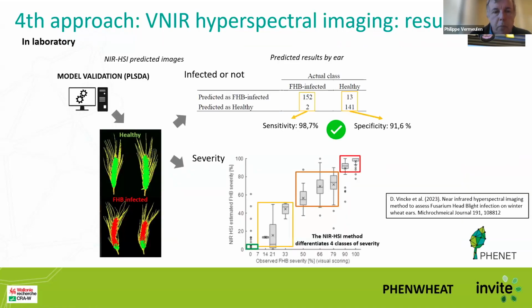Here you have some results in the lab using a multivariate model, PLSDA, and we were able to have a good performance of the model with sensitivity and specificity higher than 90%. And you can see here on the graph that we were able to differentiate 4 classes of severity, from healthy to fully infected.